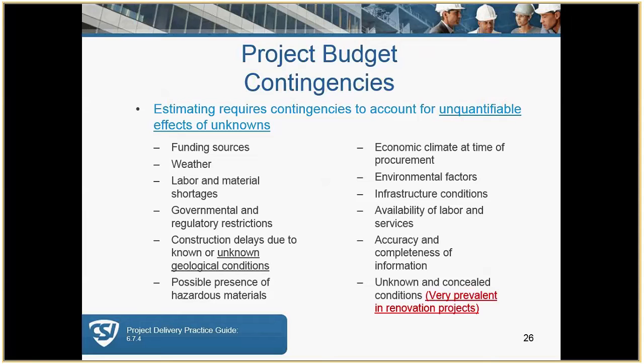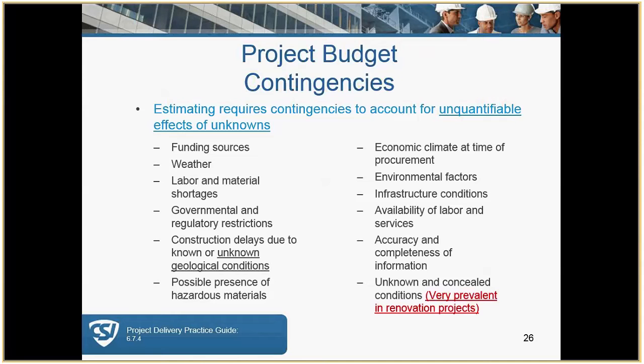So contingencies. What I'd like to point out here is contingencies are important all the way through the whole process of construction and the project. Estimating requires contingencies to account for unquantifiable effects of unknowns. And these are examples of unknowns, just a list to be familiar with. There's plenty more. Again, highlighted in red, it's very prevalent in renovation projects.